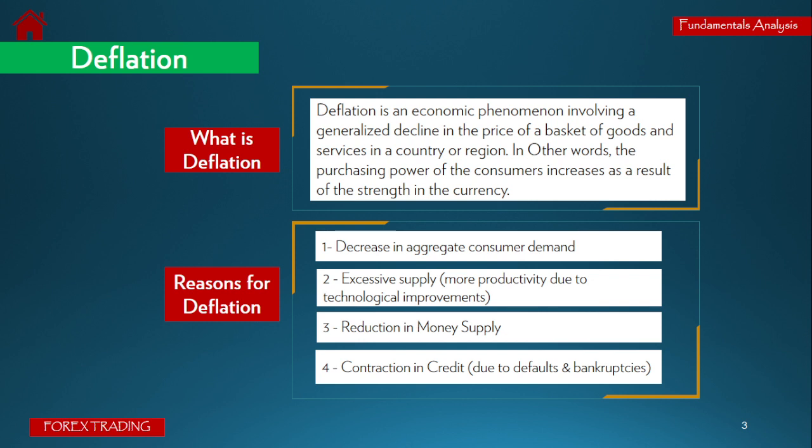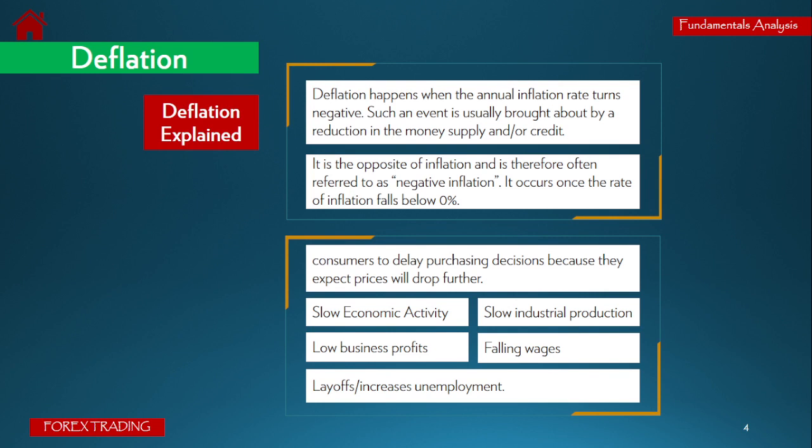So there are mainly four reasons for deflation. Number one, decrease in aggregate consumer demand. Number two, excessive supply of goods, and that can happen because of more productivity due to technological improvements. Number three, reduction in money supply. And number four, contraction in credit due to defaults and bankruptcies. So let's discuss deflation in more detail.